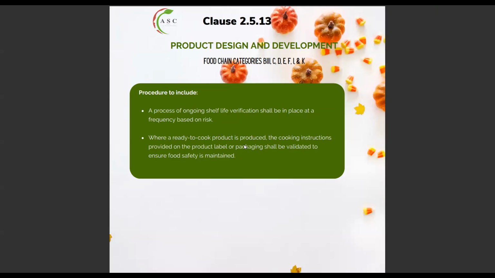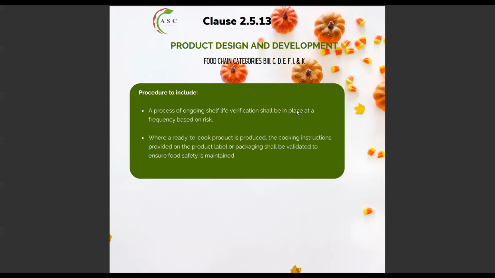Then under product design and development, there is just a minor change there where a process for ongoing shelf life verification shall be in place at a frequency based on risk. So that is for all categories, specifically for chain categories B3, C, D, E, F, I, and K. So you must have a process for ongoing shelf life verification that could be in the form of your retention sample and sending the product for testing every now and then.